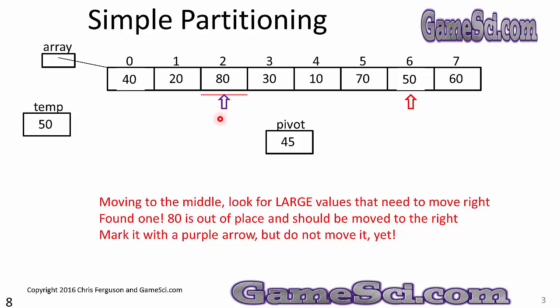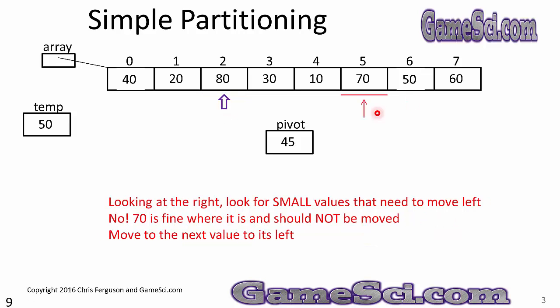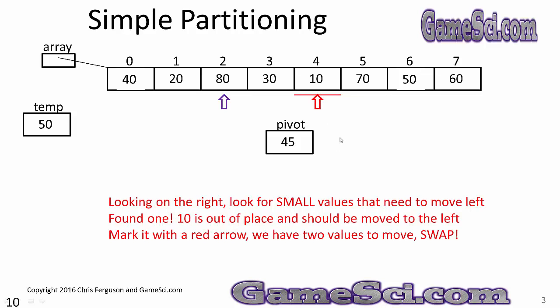Let's mark 80 with a purple arrow, but don't move it yet. Looking on the right side, we're looking for small values that need to move left. No, 70 is fine where it is and should not be moved. Let's move to the next value to its left, looking for small values that need to move left.